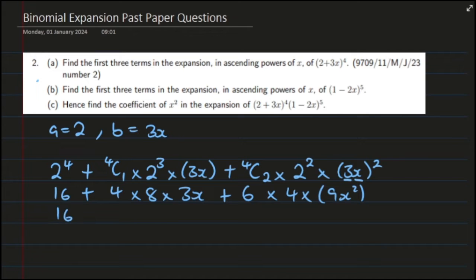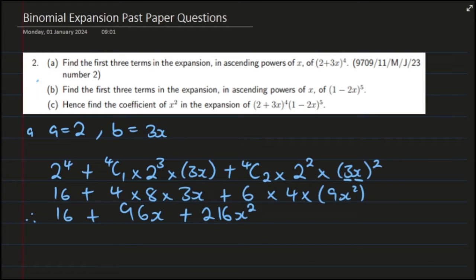So that's 16 plus 4 times 8 times 3, which is 96x, plus 6 times 4 times 9, which is 216x squared. And that will be our final answer for part A. Now let's move on to part B.